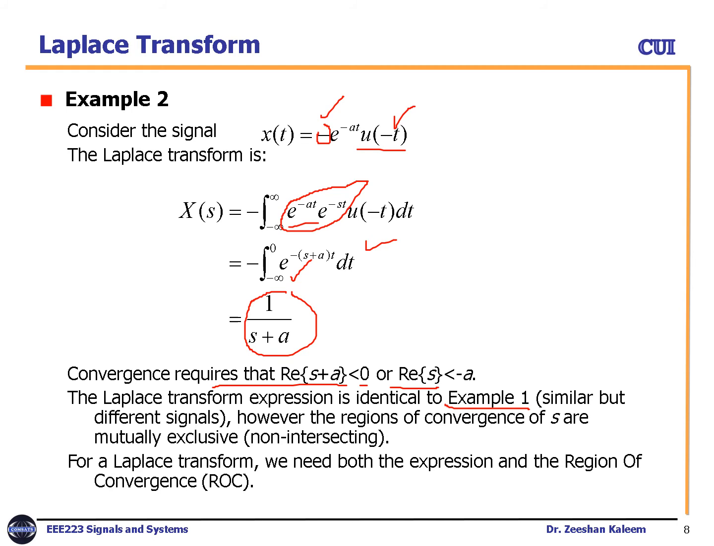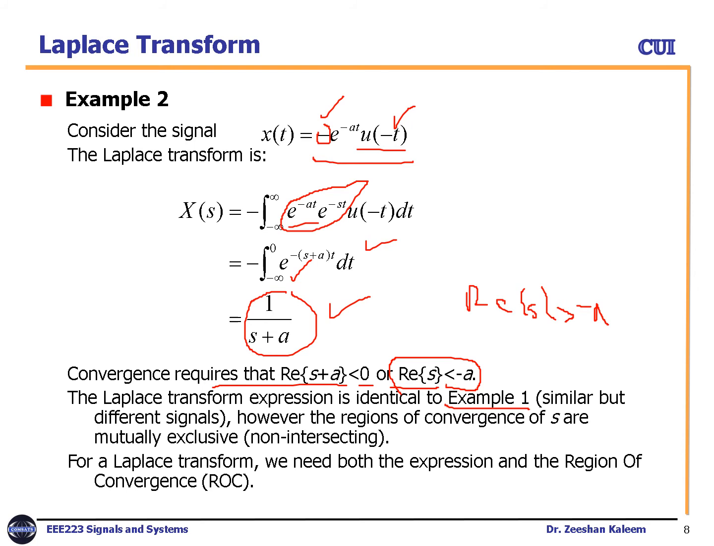For example, in the previous example, you got 1 over s plus a. And here, with a different x of t, you are still getting 1 over s plus a. So what is the difference between these? Convergence requires that real of s plus a should be less than 0. Previously, real of s plus a was greater than 0, which means real of s was greater than minus a, right? Here, real of s should be less than minus a.